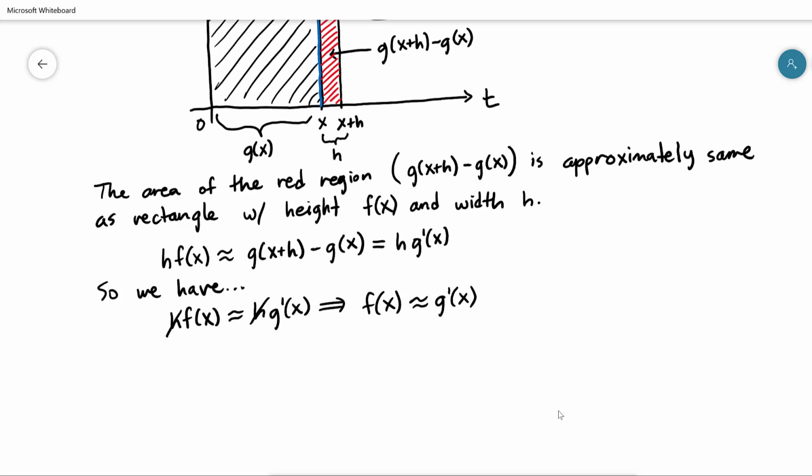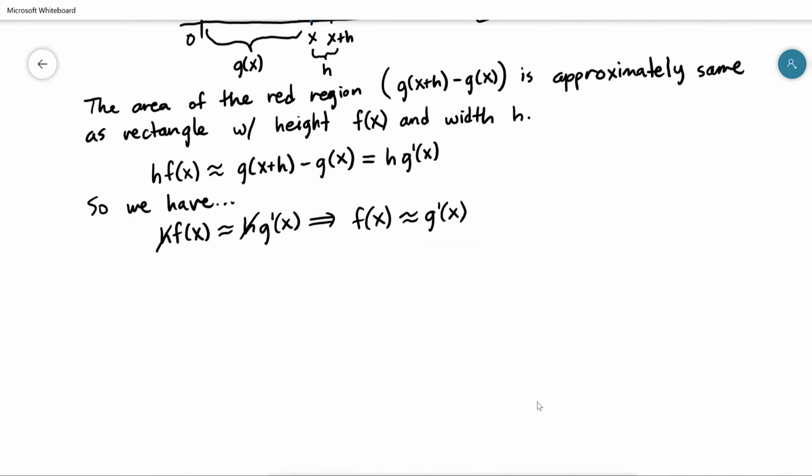If we actually take the limit as h goes to 0, it turns out these approximations become exact. So in the limit that h goes to 0, the approximation becomes exact.